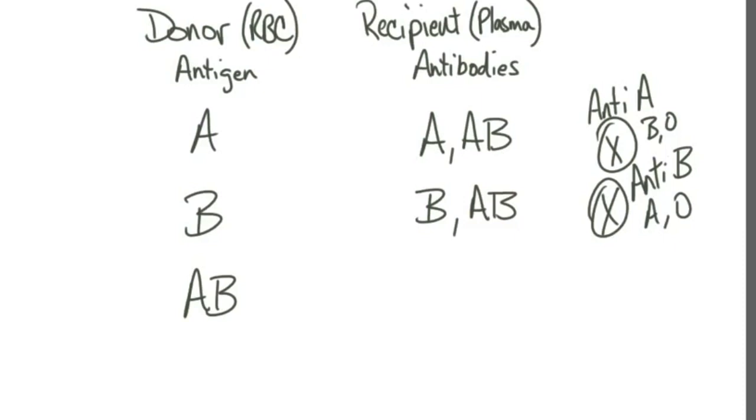Why? They have both antigens on the surface. So if there is anti-A, it would clump. If there is anti-B, it would clump. They can't give to anybody that has those things. Well, everybody has them except other ABs. AB can only give to AB.